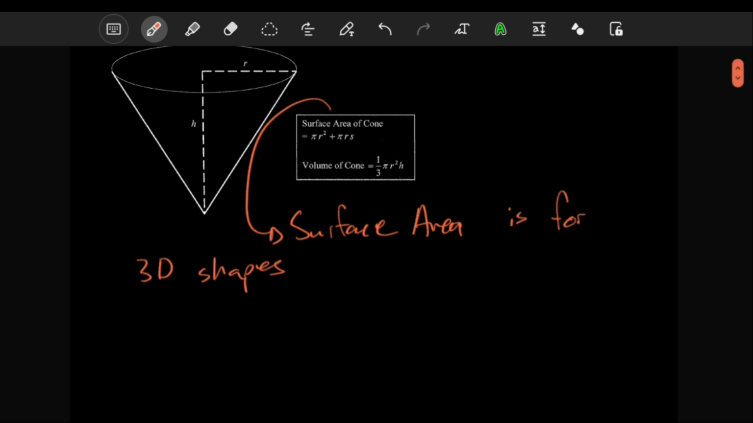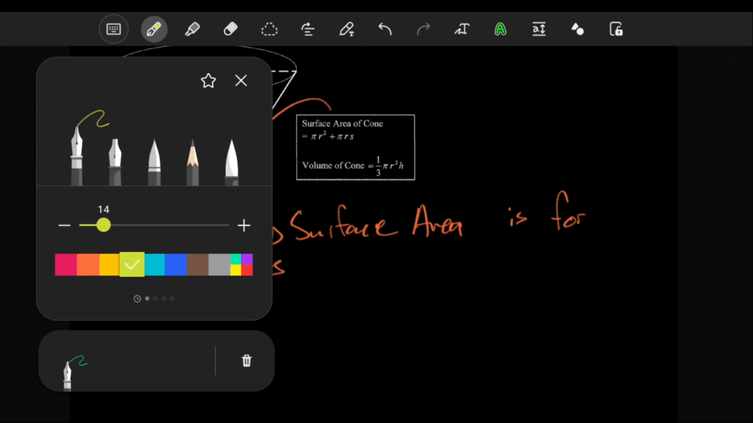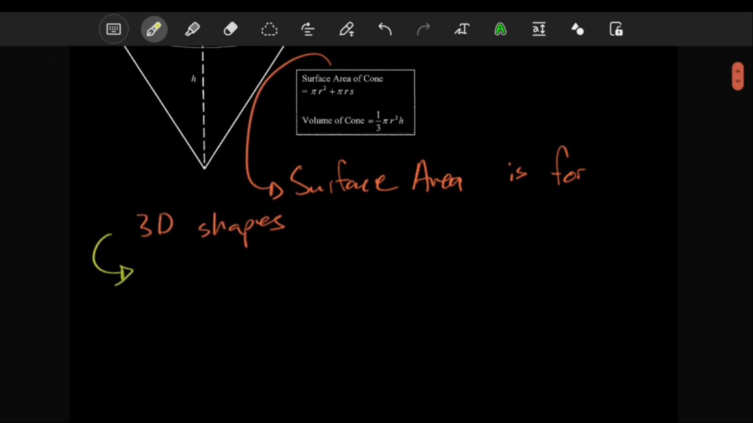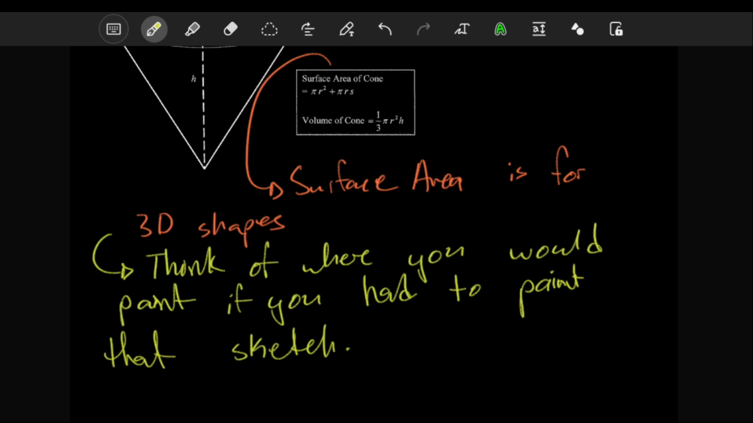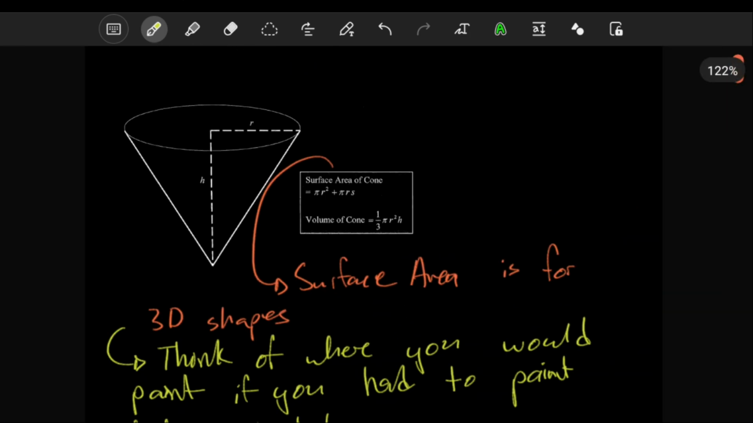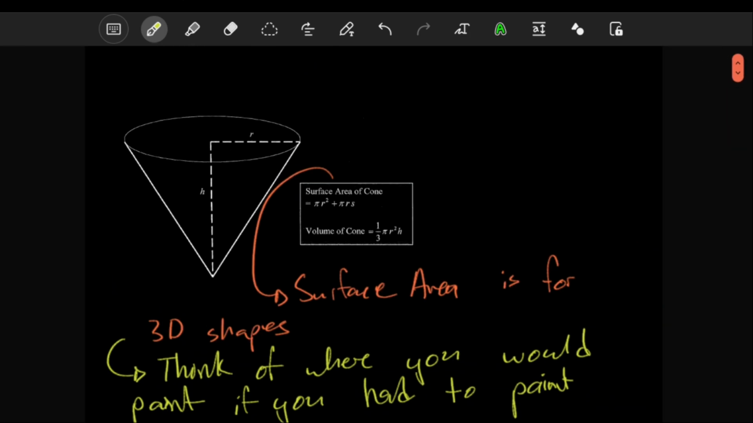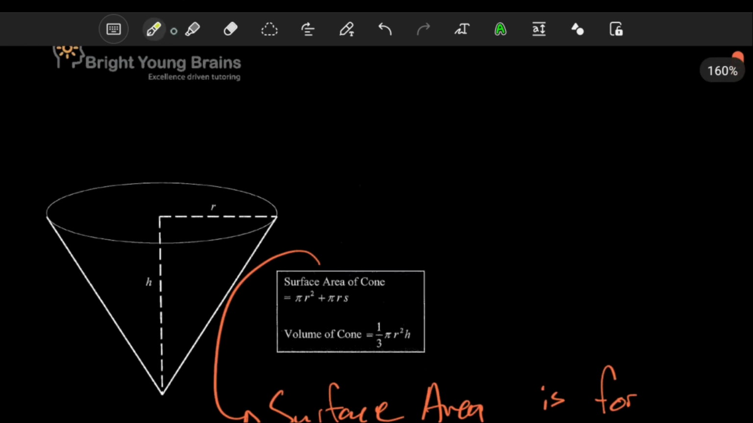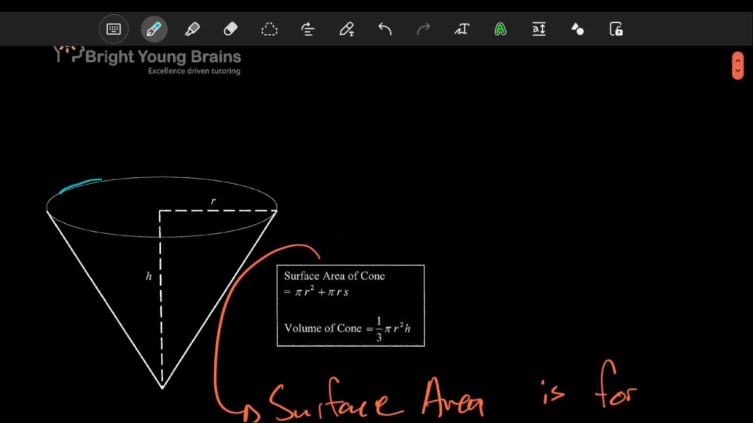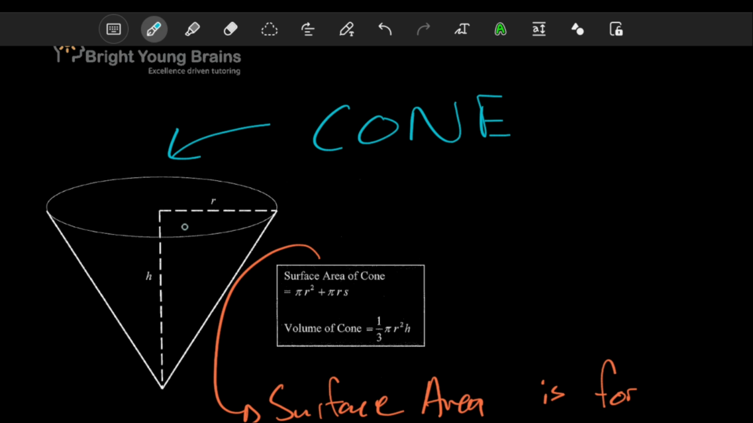it is for 3D shapes. When you think of surface area, just think of where you would paint if you had to paint the sketch. That's the big idea with surface area. It works with 3D shapes only. With a sketch like this one, you have this circle here. This is a cone. If you had to paint this, you would paint the circle up here, and you would then paint all the way around the shape.